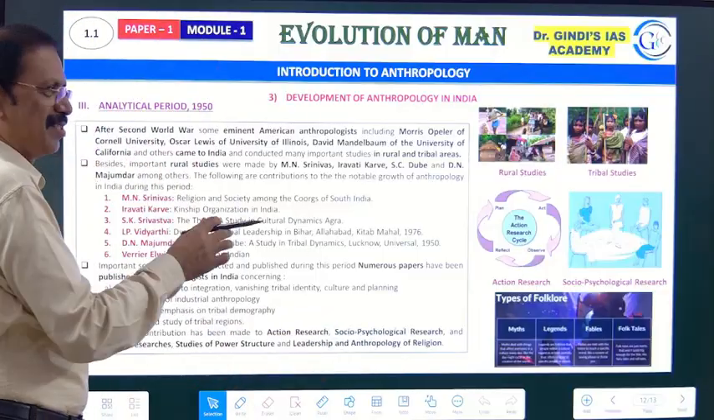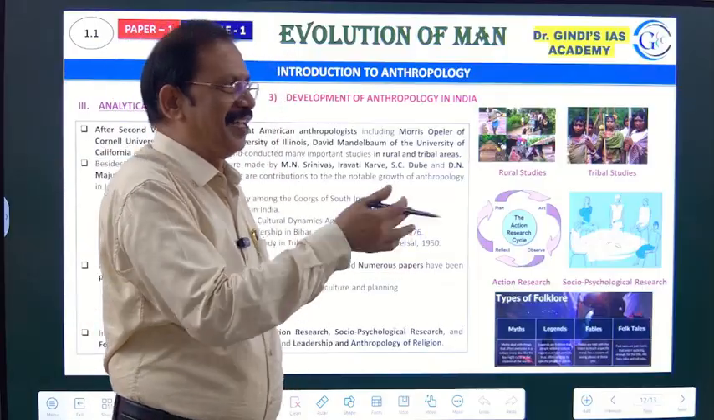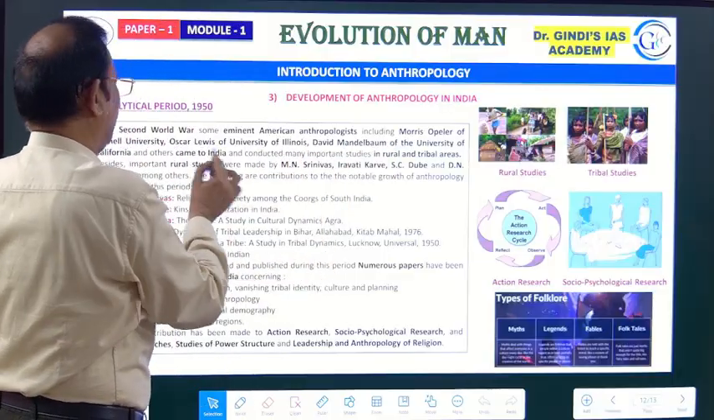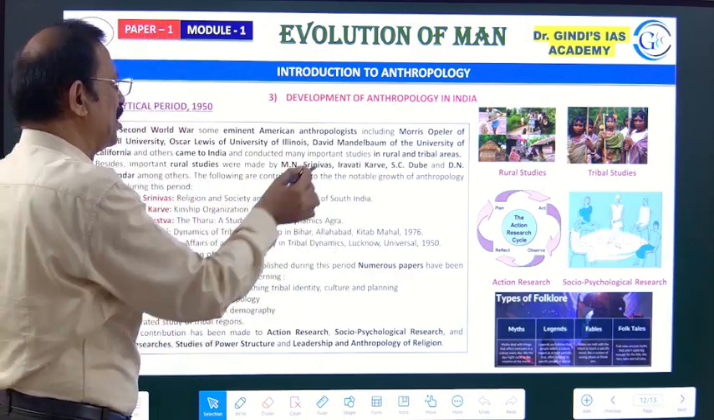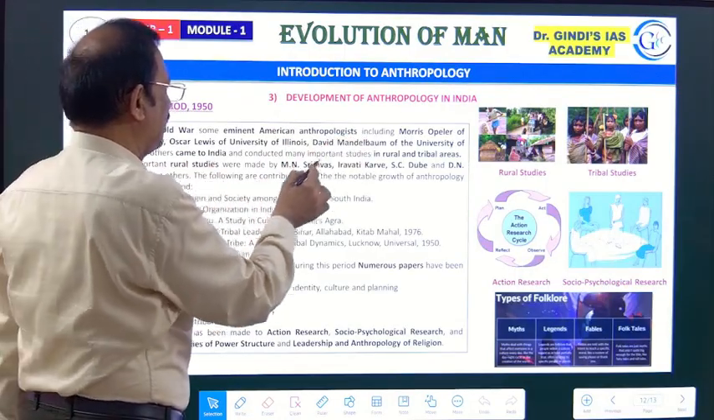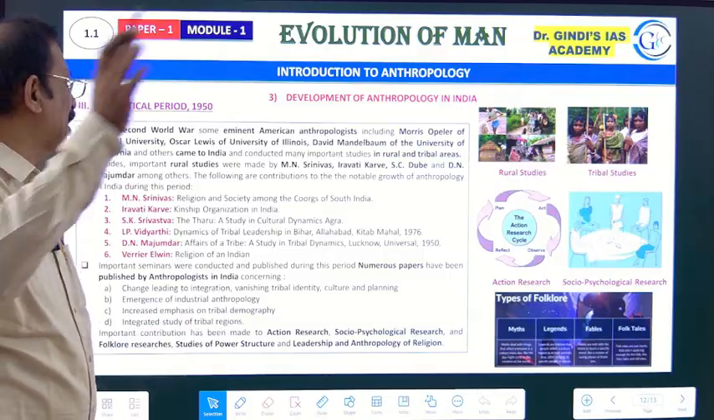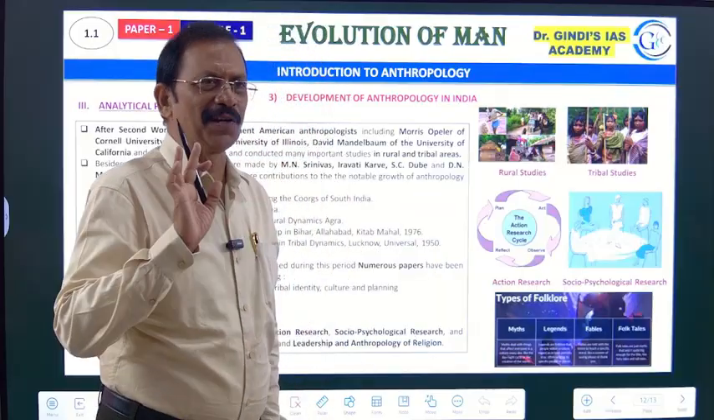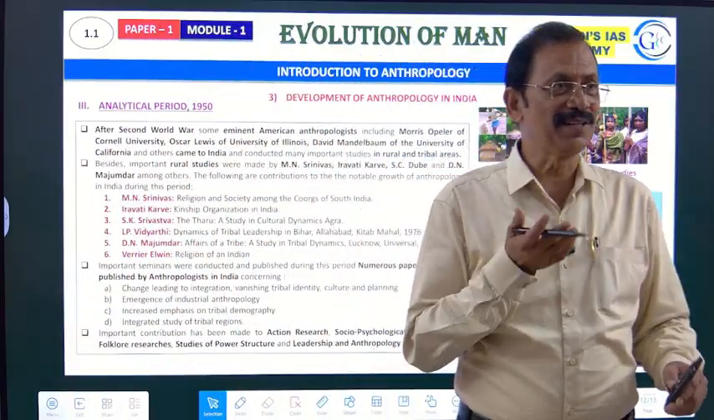In the previous session we discussed the British universities; here, the American universities, like Cornell University, the University of Illinois, and the University of California. From these universities, the prominent people were Morris Opler, Oscar Lewis, and David Mandelbaum. These people were the American anthropologists. They came to India and conducted many important studies, not only in tribal areas but also in rural areas. That was a different approach.